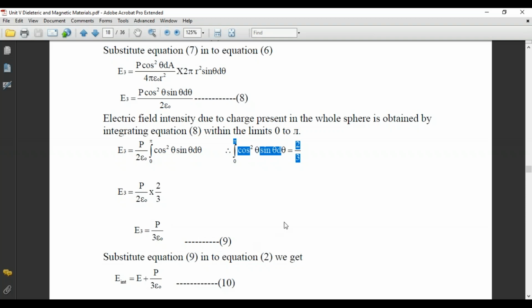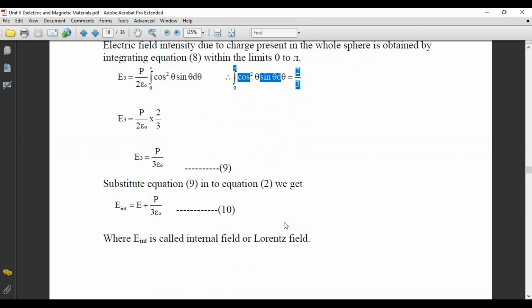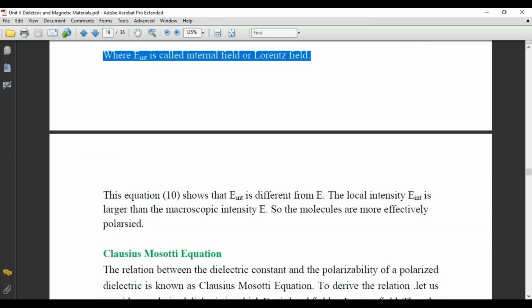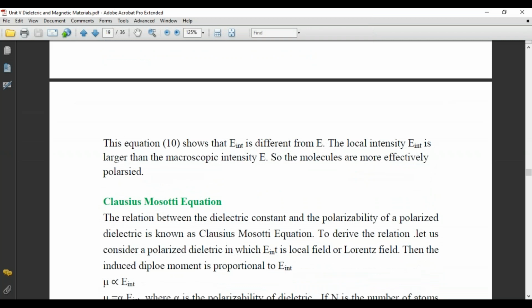This is equation 9. Now substitute equation 9 into equation 2. What is equation 2? E internal equal to E plus E3. Now you calculated E3 from equation 9. Substituting in this, you get E internal equal to E plus P by 3 epsilon naught. That is equation 10. So this is what is called the internal field or local field, also called the Lorentz field. This field plays the most important role in understanding the behavior of polarization and dipole moment in electric materials.